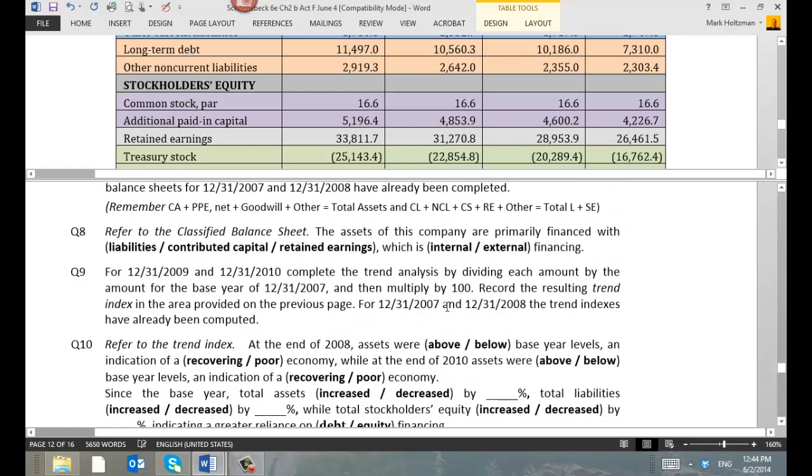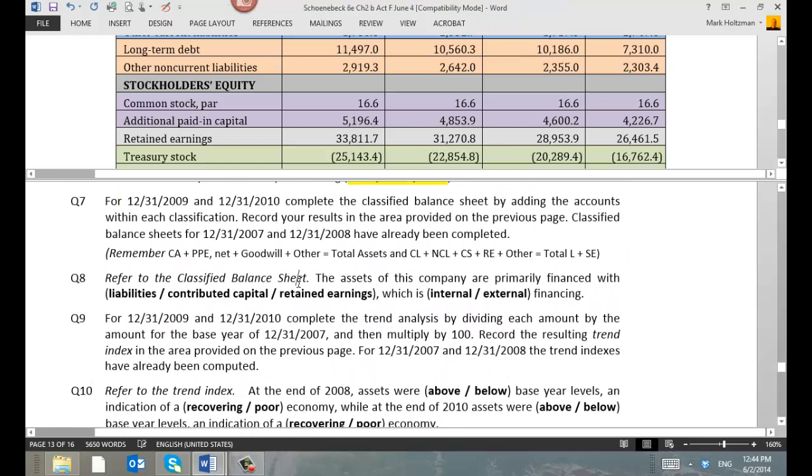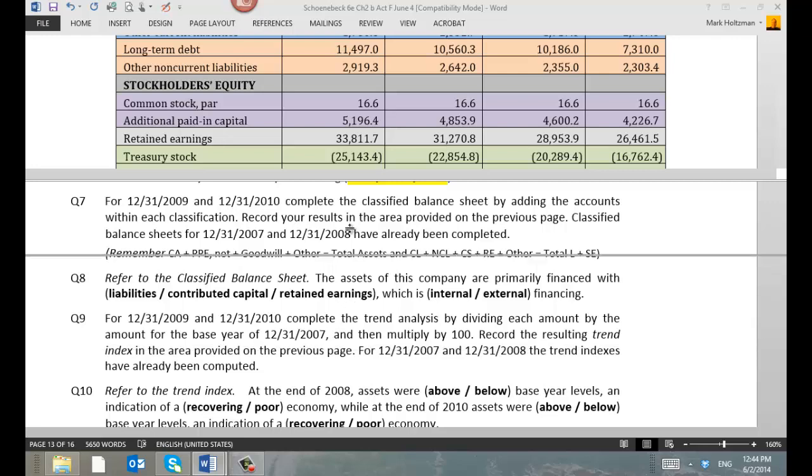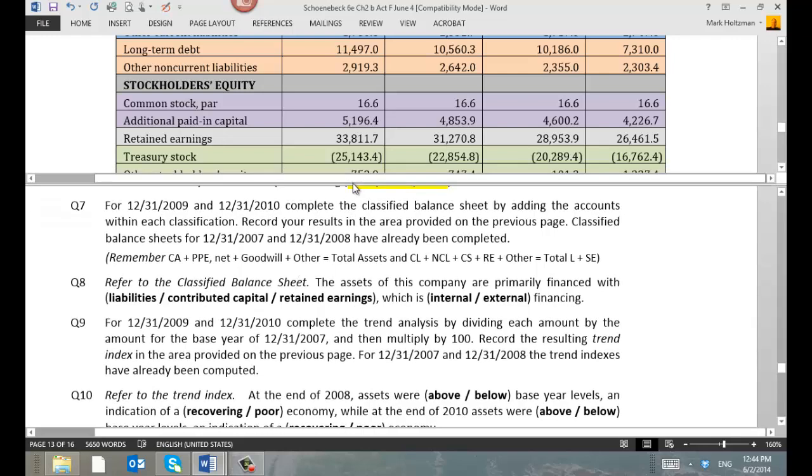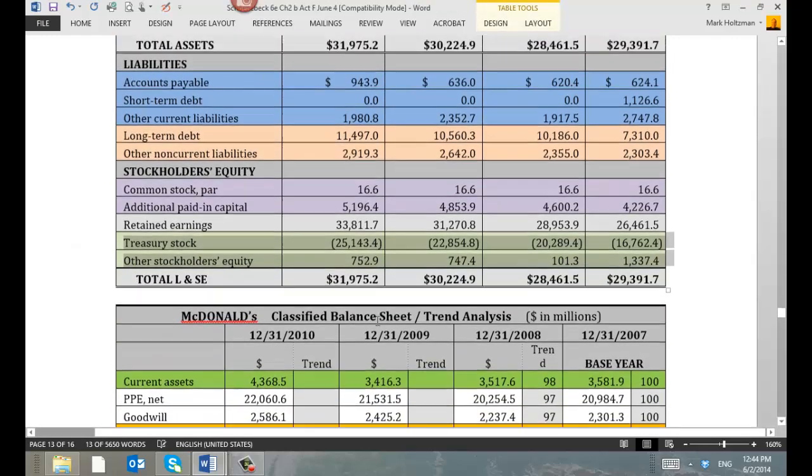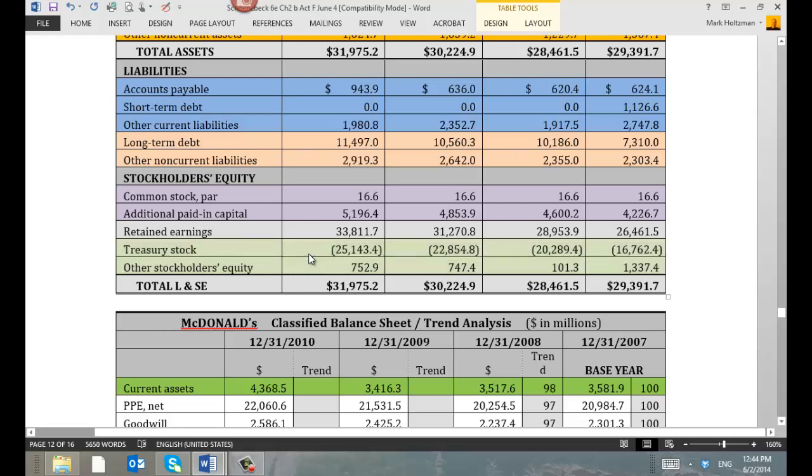Next, the problem asks us, refer to the classified balance sheet. The assets of this company are primarily financed with what? Actually, I don't need to split the screen anymore. Where are the assets coming from here? Is it debt? Is it retained earnings? Or is it stockholder capital? Retained earnings. Look at retained earnings here.